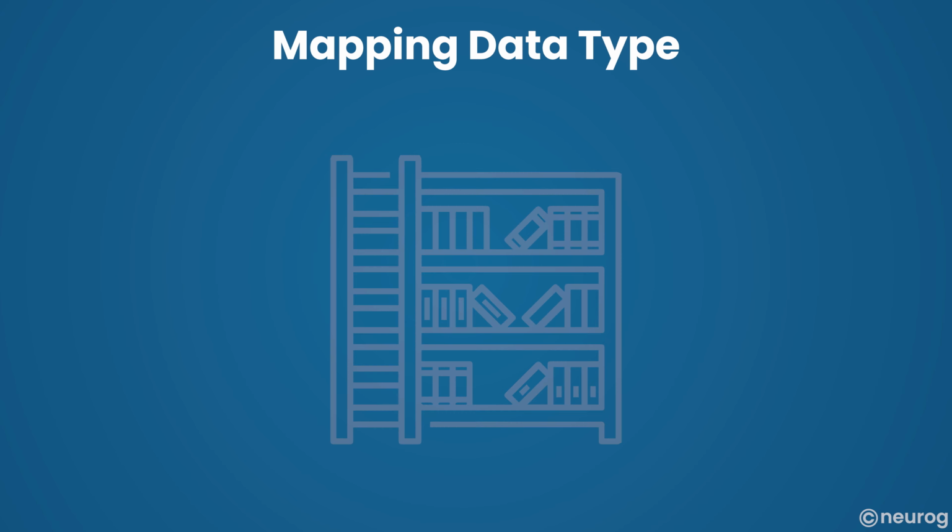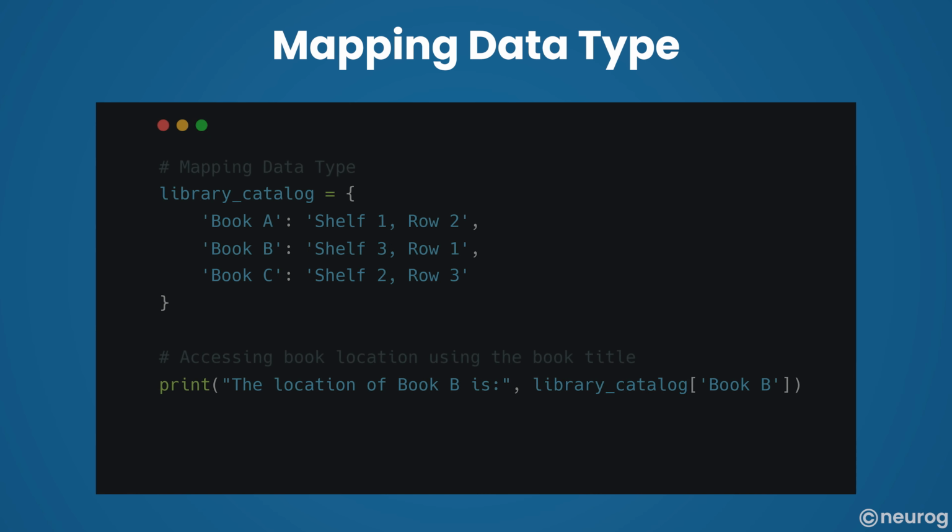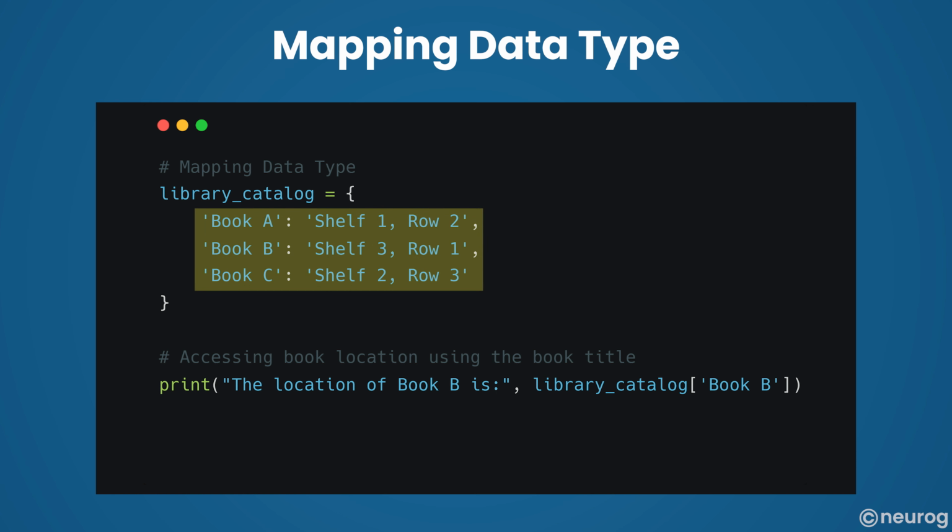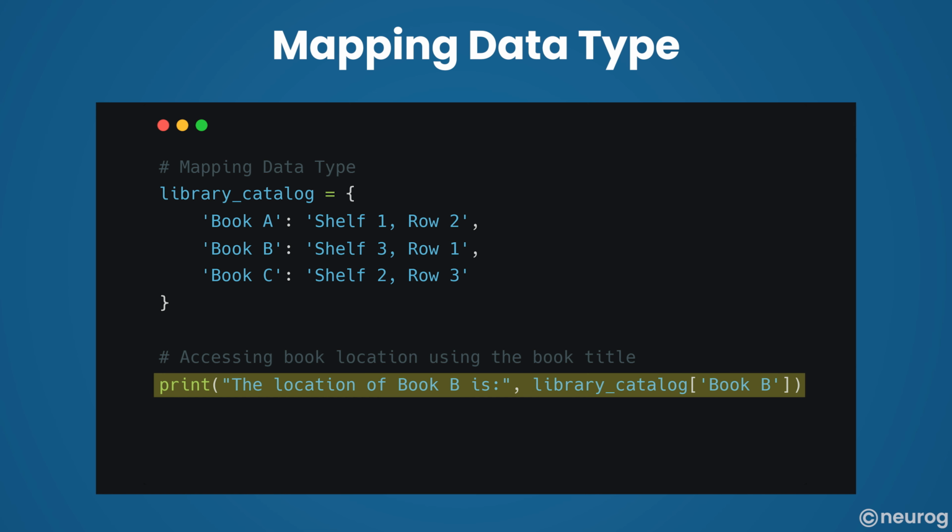Now, let's see how mapping data types work using a Python example. In this example, we define a library catalog as a dict with book titles as keys and their corresponding locations on the shelves as values. You can access the location of a book using the book title as the key.